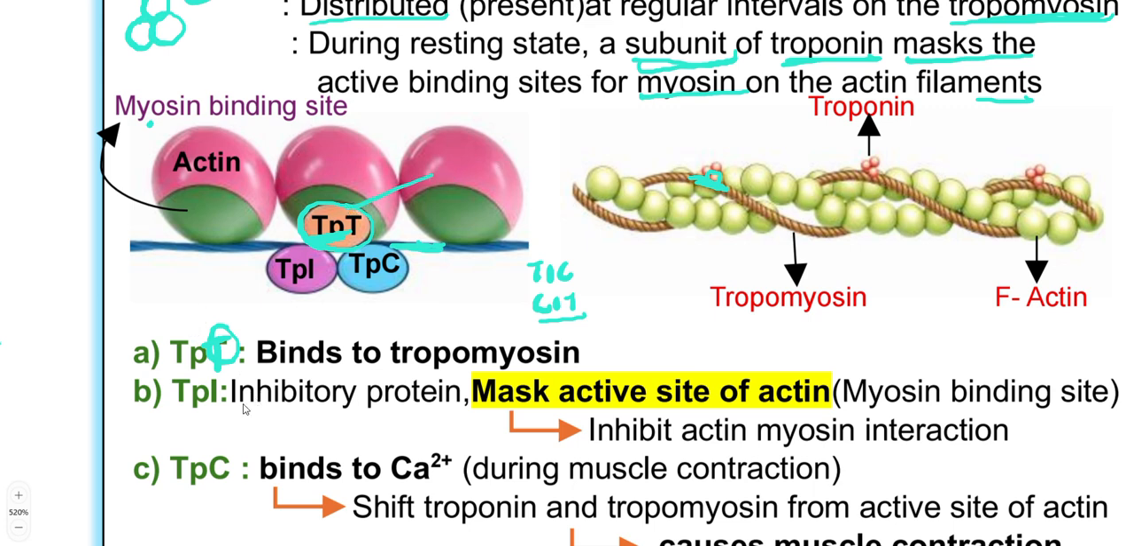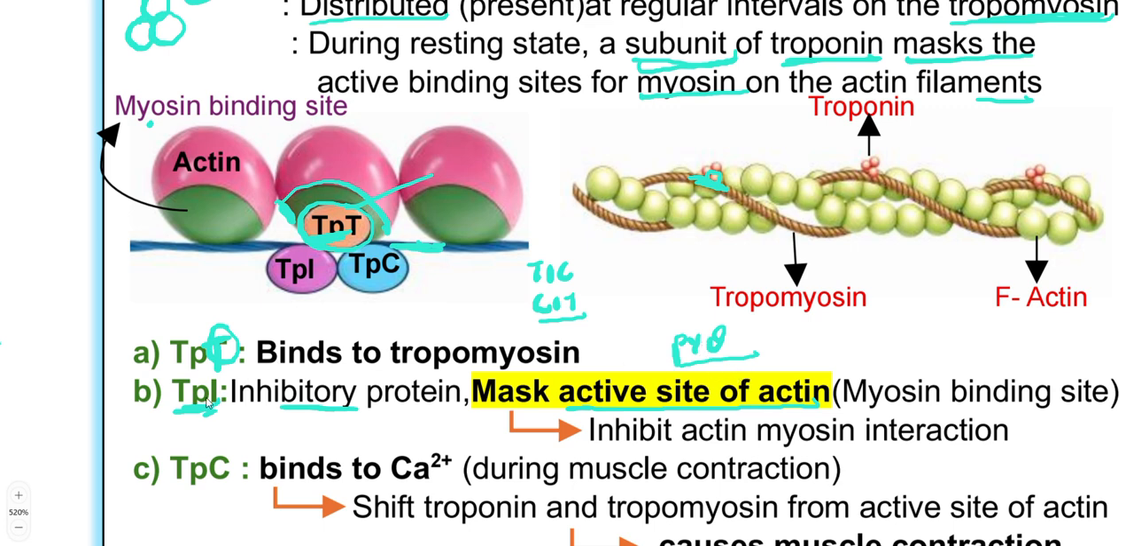ठीक है? Then TnI. I means inhibitory. What should I inhibit? I should inhibit myosin binding to the active site of the actin, that is the myosin binding site. So on this side, what is present? TnI. TnI is the inhibitory protein which masks the active site of the actin. This is PYQ. Which subunit of the troponin masks the active site of the actin?